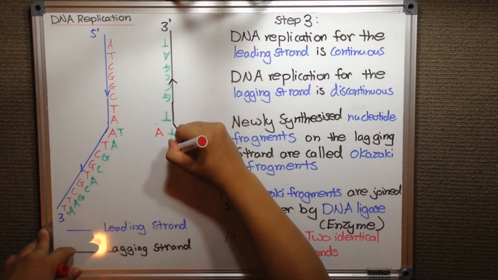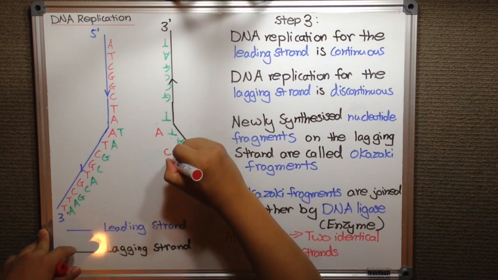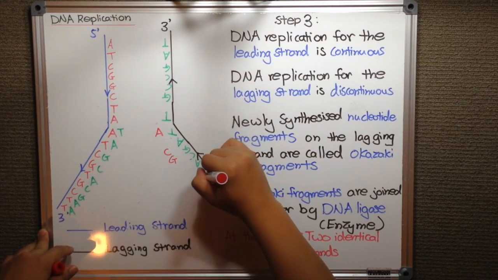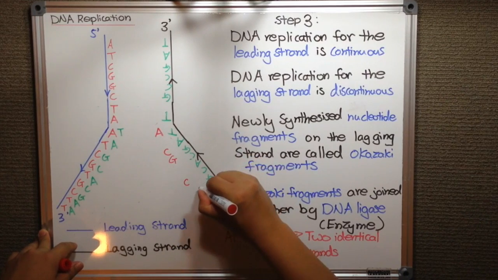I go, oh, that's a C. So I'm going to put a C here. And okay, the next one is probably a G. And again, I don't really know about this one. I don't really know about that one either. I'm going to continue down. C and T. T. Okay?